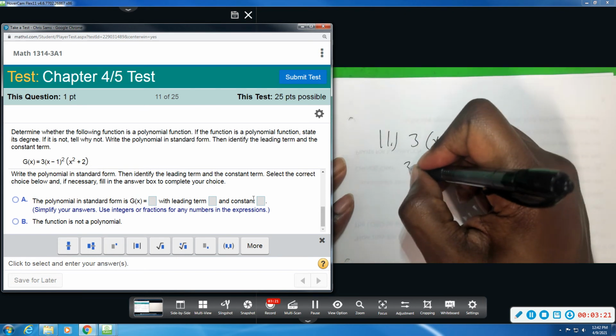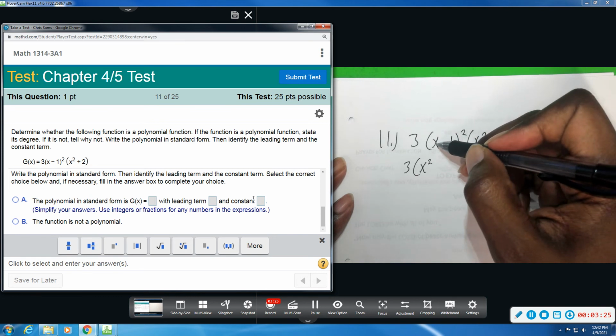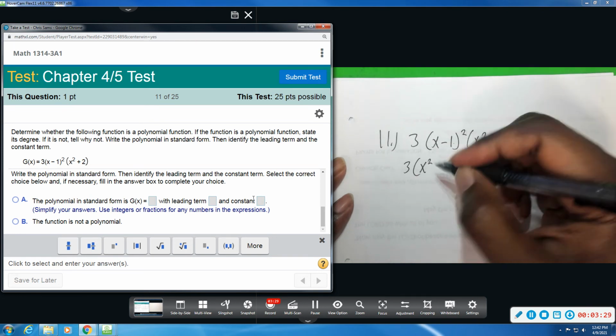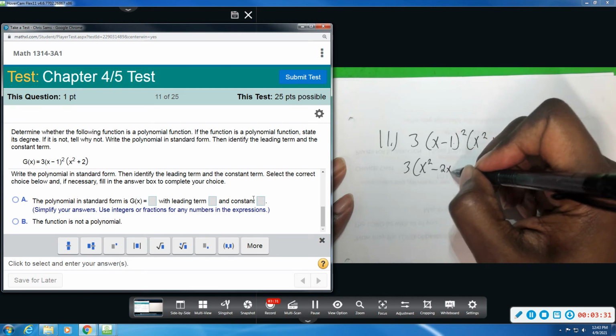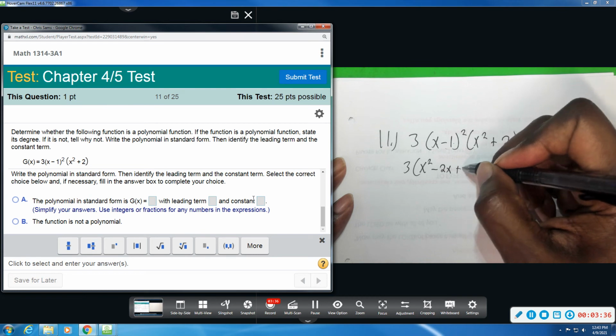So I'm going to do the shortcut. You square the first term, so you get x squared. You multiply these two terms together. That will give you negative x, but you double it because of the 2, so minus 2x. And then you square the last term. So 1 squared will give you a positive 1.